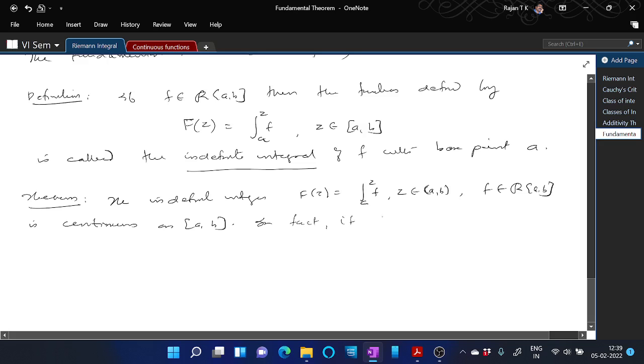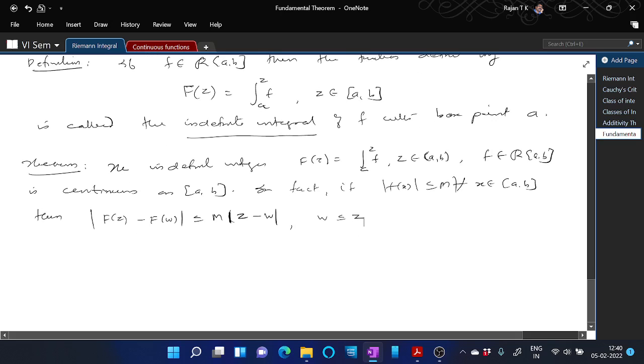That is, in fact, we are proving that if modulus of f(x) is less than or equal to M, where M is the supremum, for all x in [a,b], then we will prove modulus of F(z) minus F(w) is less than or equal to M into modulus of z minus w, for any w less than or equal to z, with w, z in [a,b]. So we prove this result.